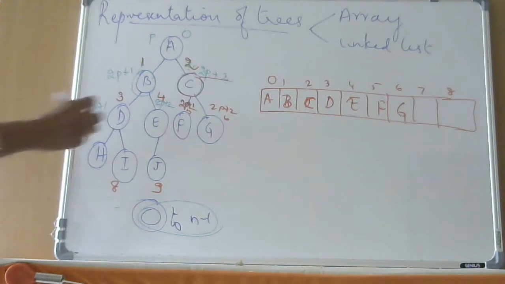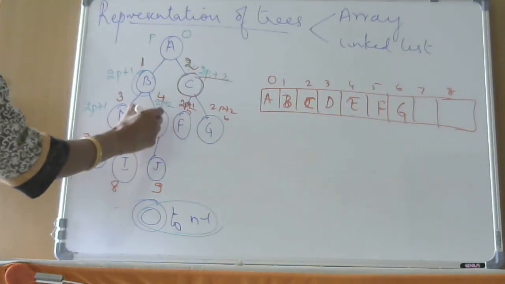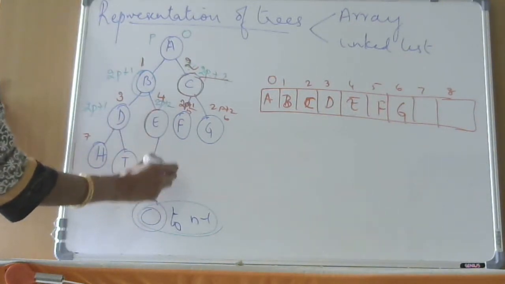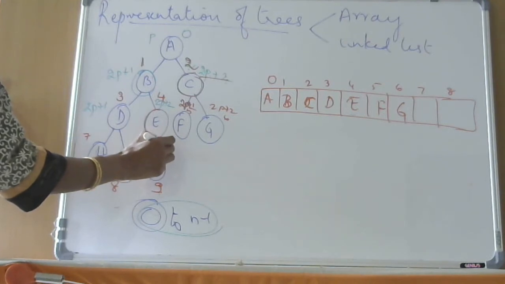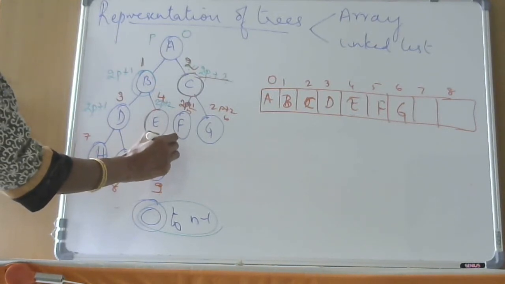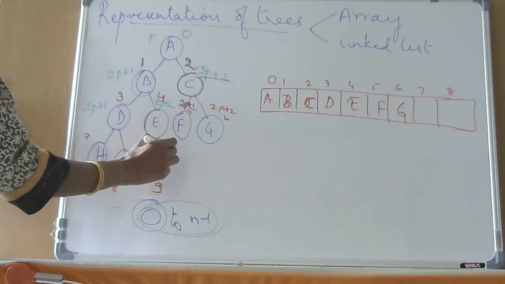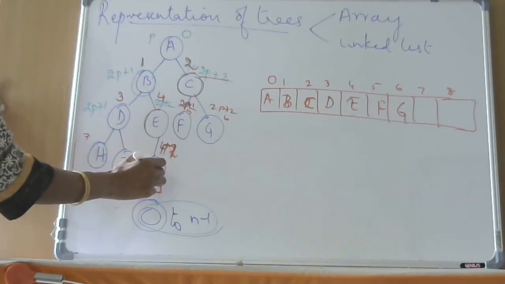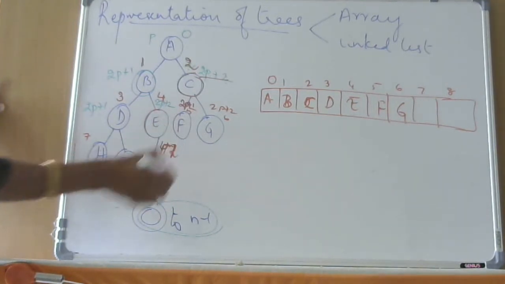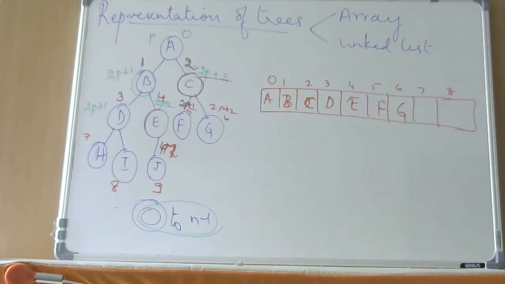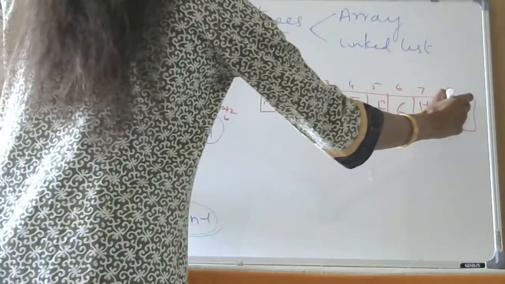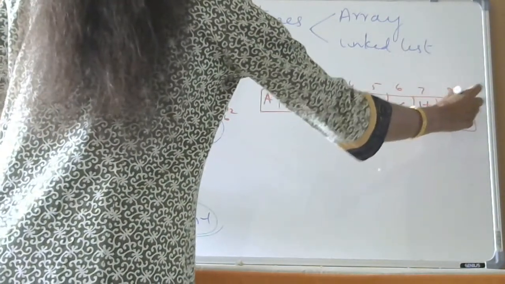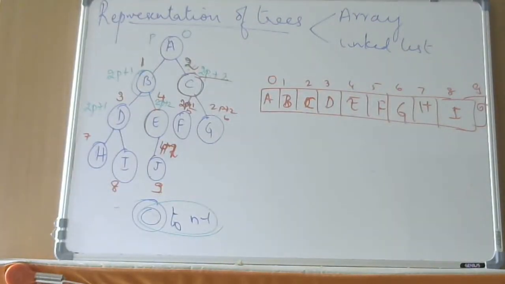Okay, so this E is 4. Based on that we calculate, 4, 2P plus 1 is the left node, and the right node will become 2P plus 2. So 7 is H, 8 is I, J would become 9. So like that you are trying to store.